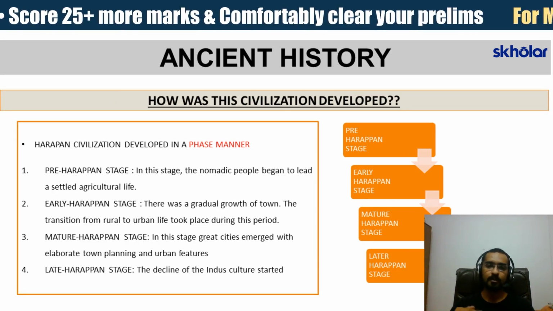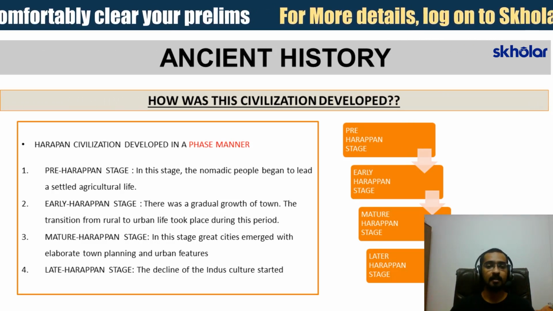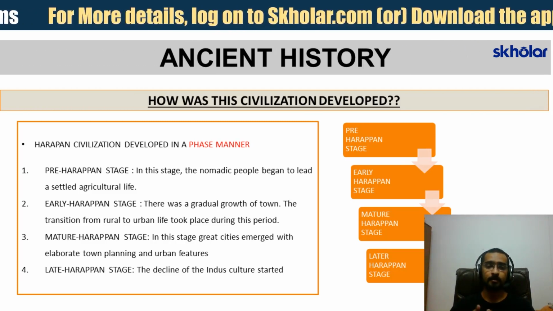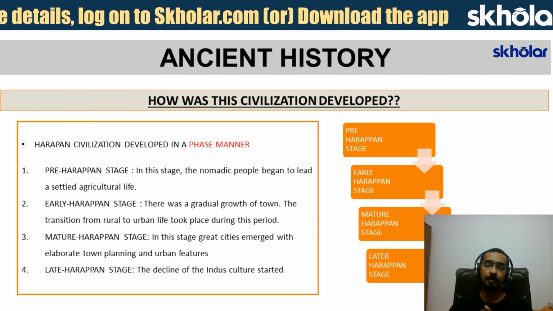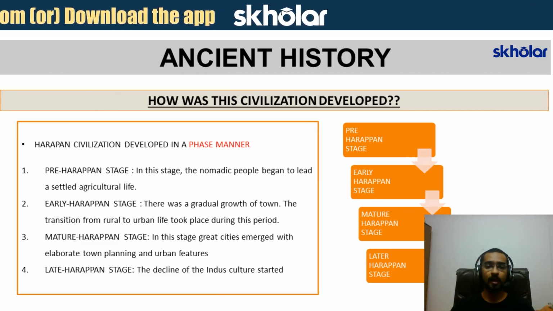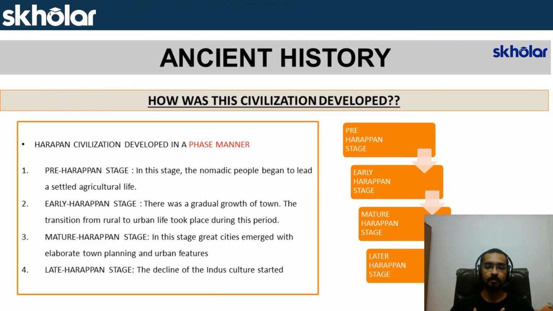Then they progressed towards the early Harappan stage, where they witnessed gradual growth of towns, the transition from rural to urban life. Now the people started growing crops, started practicing agriculture. They built a community around this, and this community soon transformed into rural life, which took shape into urban life. All this happened in the early stage.